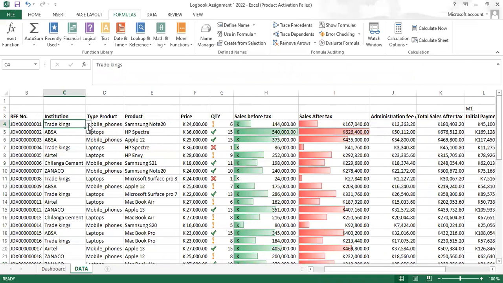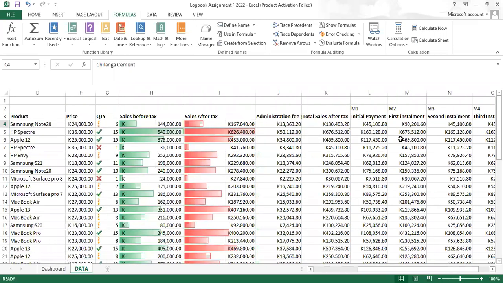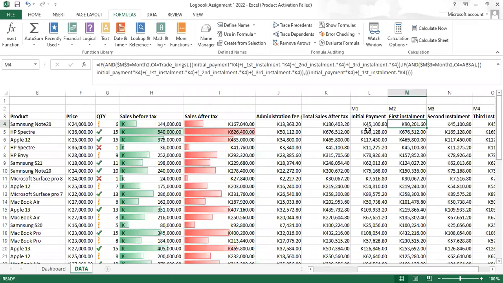So if you select a different company other than Trade Kings, okay, let's not select the ones that are doing full payment. For example, I'm selecting Chilanga Cement here. Chilanga Cement is not finishing in the second month. So what I'm going to get for Chilanga Cement, if the formula is correct, I should get the second installment plus the first installment for that transaction. Okay, so when I go there, it's supposed to change already. It's making sense: 45 plus 45, it will give you 90. That's what it has given.